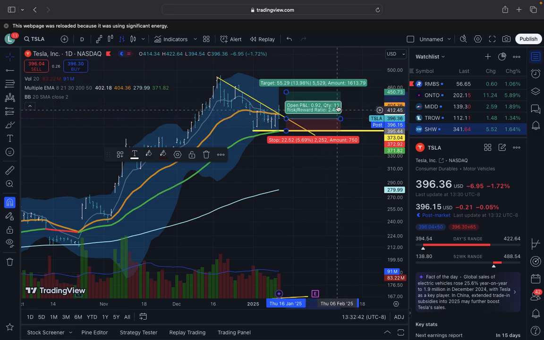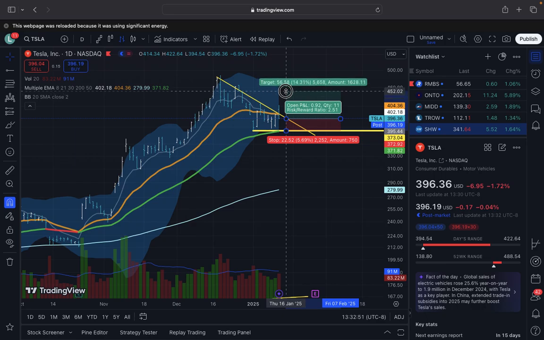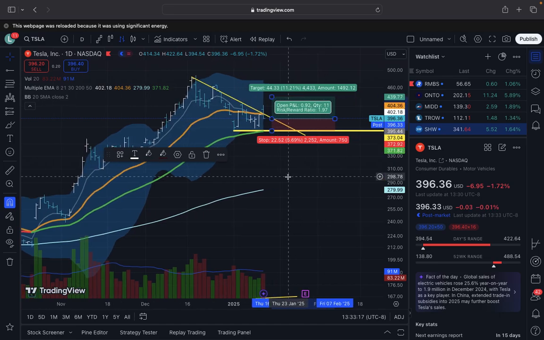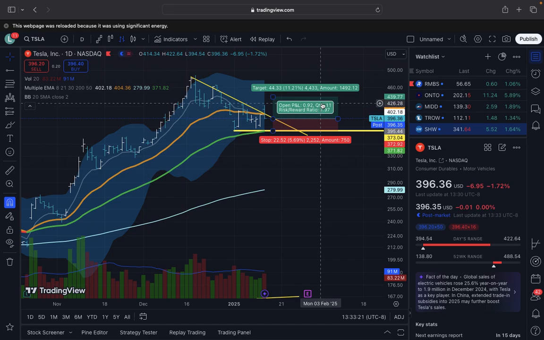And you want the ratio to be about 2. You enter, you lose 1 to gain 2. It only makes sense. Or you can lose 1, gain 3, depending on the risk you're taking. For me, I will just do a 1 to 2 ratio right there. So if I enter right now at 396, I will get out of it at 373, and my target will be about 440, 441. That is a 1 to 2 ratio, so you have to keep that in mind.